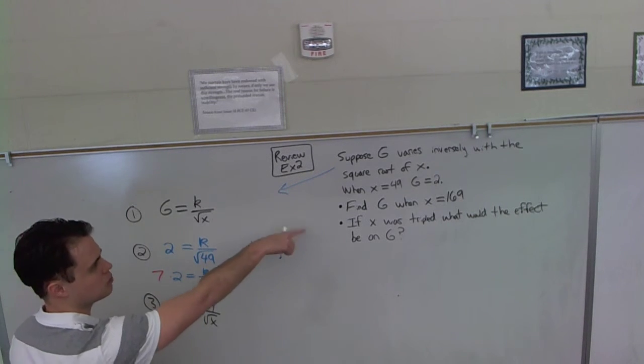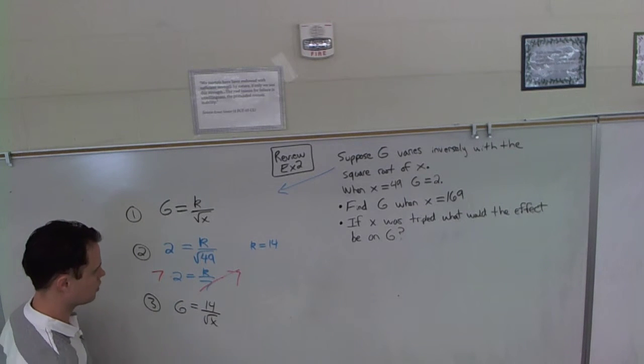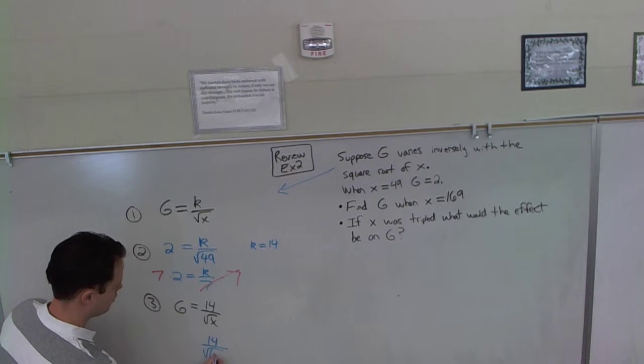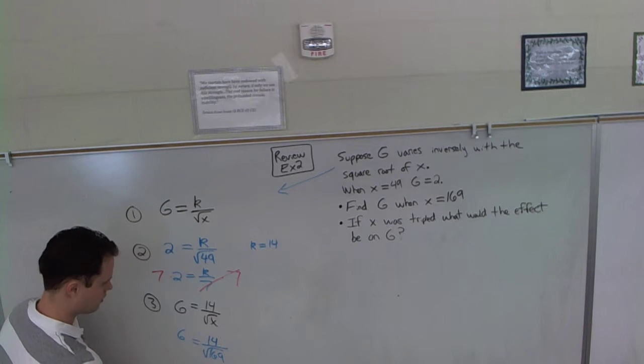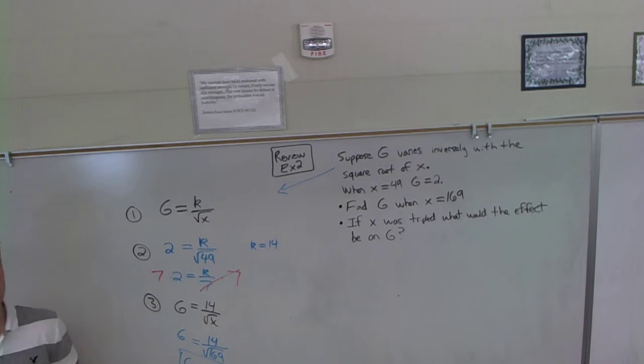They said a couple different things. Find G when x is 169. Okay, so I'm going to put in 169. What is the square root of 169? I think we know that. 13. Oh, G is 14 over 13 in that situation. Done. So I answered that question. I think I asked one more question.